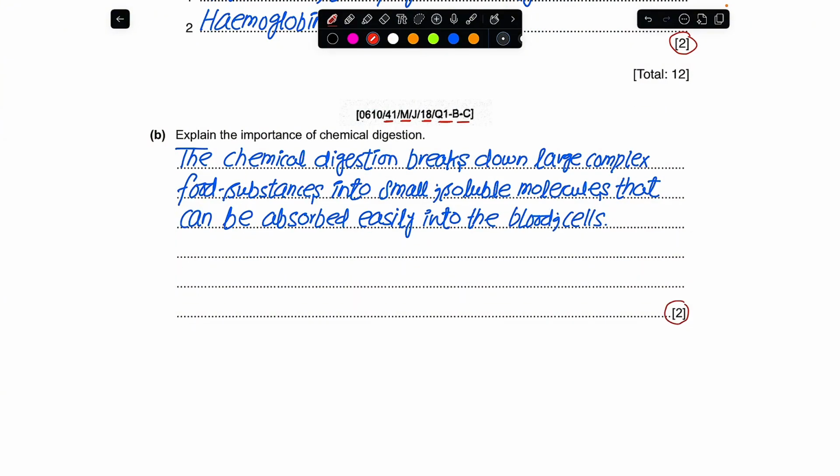For 2 marks, they ask you to explain the importance of chemical digestion. Now, what we know is that whenever the digestion is physical or chemical, the large food particles or complex food particles would be broken down into small soluble molecules. If the digestion is chemical digestion, there would be involvement of the enzymes. And when the large complex food molecules are broken down by chemical digestion and become small soluble molecules, they are easily absorbed into the blood or can easily enter into the cells of the body.